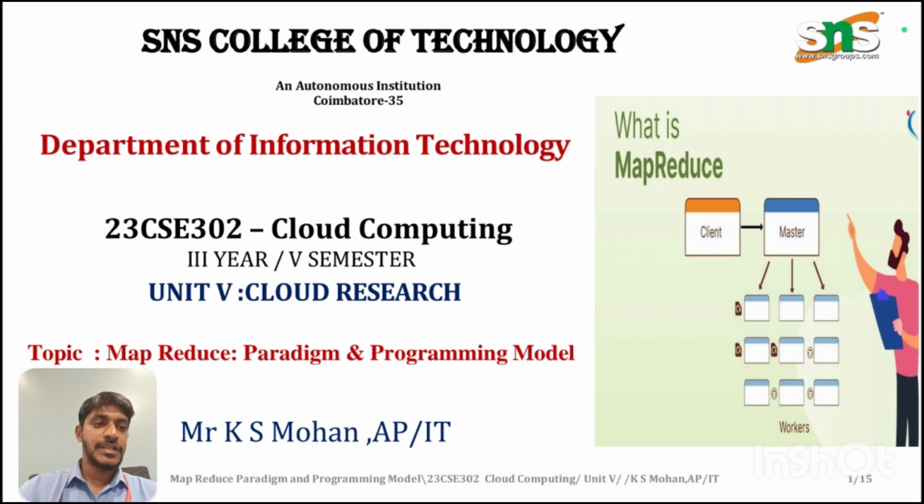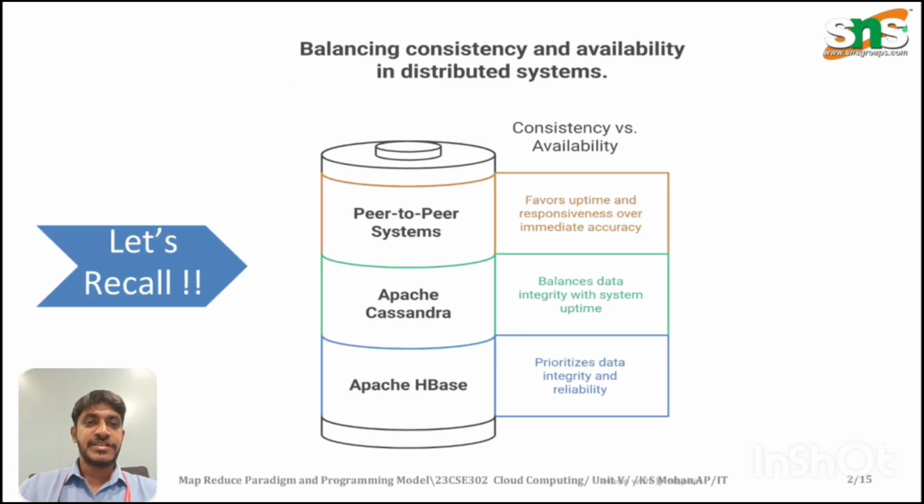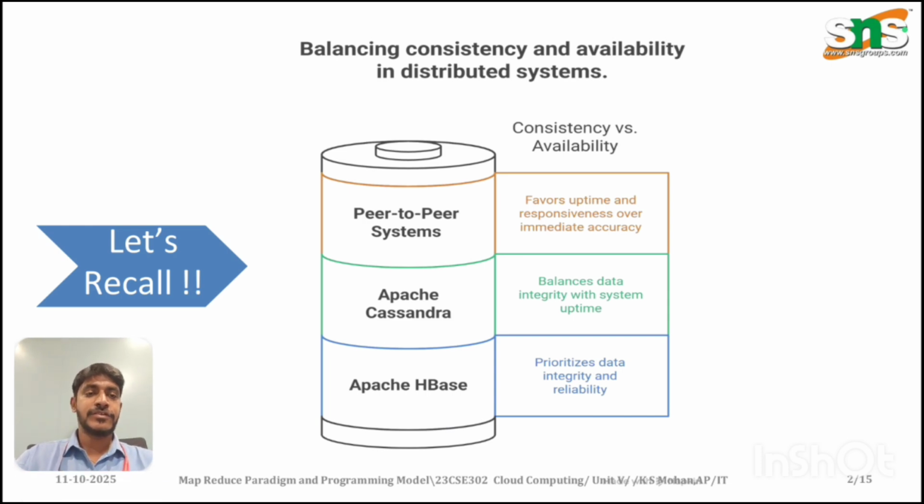In the picture, we can see the MapReduce introduction part here. Let's recall the previous prerequisites, where we learned basic things. Let's recall the peer-to-peer system, Apache Cassandra and Apache HBase. Cassandra and HBase are used in cloud computing to balance data integrity with system uptime. For example, when different data is collected, there might be a balance of data and integrity. That should be maintained by the Apache Cassandra tool.